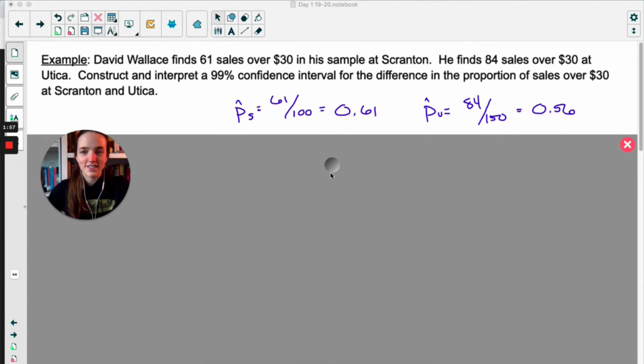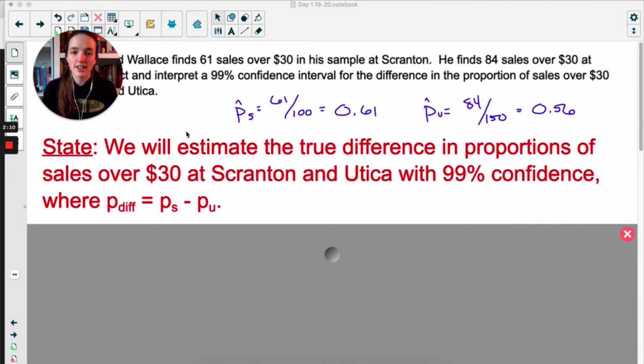Now it doesn't say it, but anytime you see construct and interpret, that's a 4-step process question. So we're going to start with state. We will estimate the true difference in proportions of sales over $30 at Scranton and Utica with 99% confidence, and then this part is pretty important, where p difference equals ps minus pu. So I'm just clarifying which way I'm subtracting.